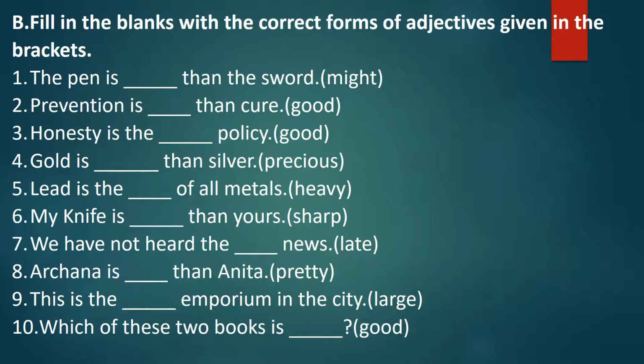Now the eighth part is, Archana is dash than Anita. So we are comparing the two girls, Archana and Anita. Comparative degree will come. Archana is prettier than Anita. This is the dash emporium in the city. We are comparing so many emporiums in the city. So the superlative degree of large will be largest. So this is the largest emporium in the city.